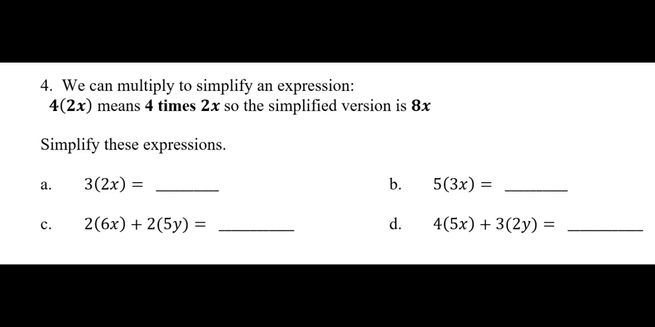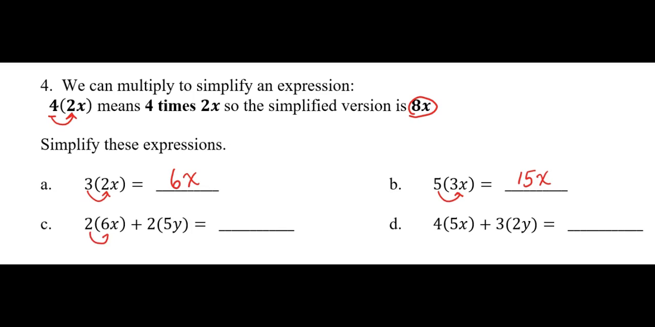We can also use multiplication to simplify our expressions. Anytime we have a number outside a group that's in parentheses, that means we have 4 copies of whatever's in the parentheses, or 4 times that number. If I have 4 copies of 2x, that means I have 8x. So in problem A, I have 3 times what's in the parentheses. If I have 3 copies of 2x, that would give me 6x. Going across, I have 5 copies of 3x. That would give me 15x, because 5 times 3 is 15.